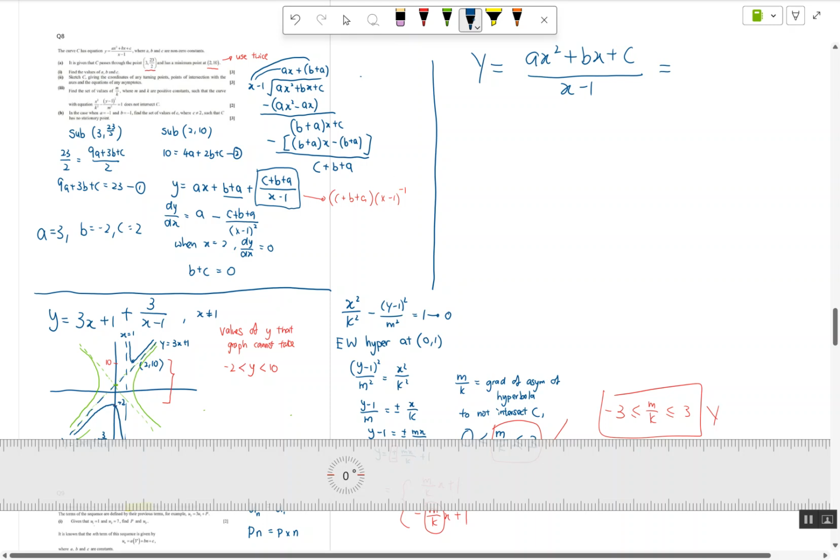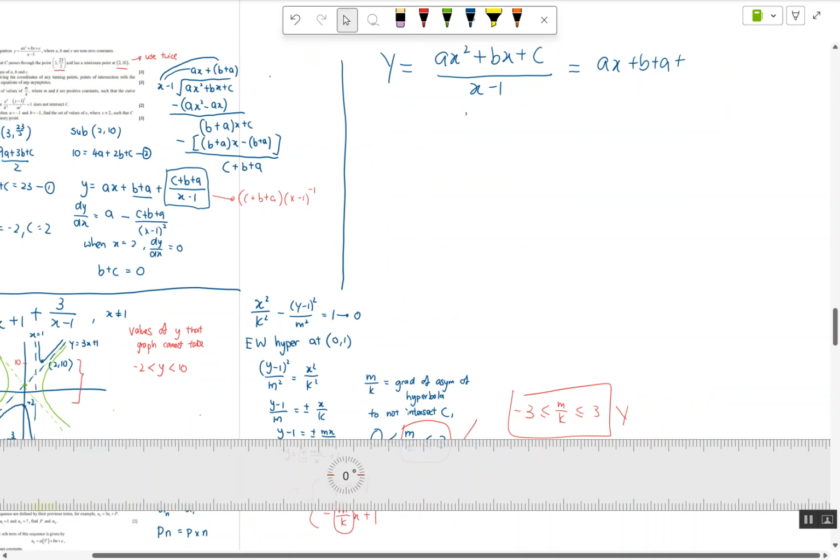I show you two ways. So this is ax plus b plus a over x minus 1. Okay, they say that a equals -1, b equals -1, and the expression is c plus b plus a over x minus 1. Okay?